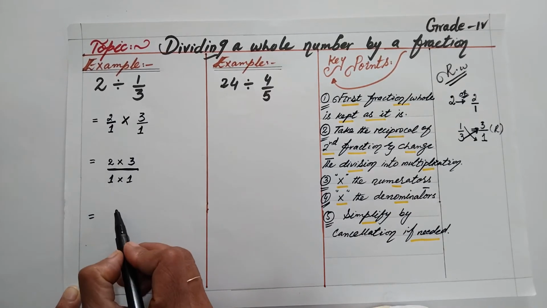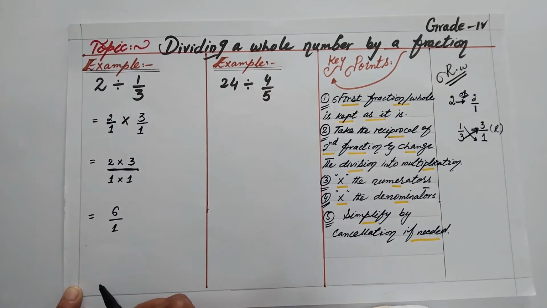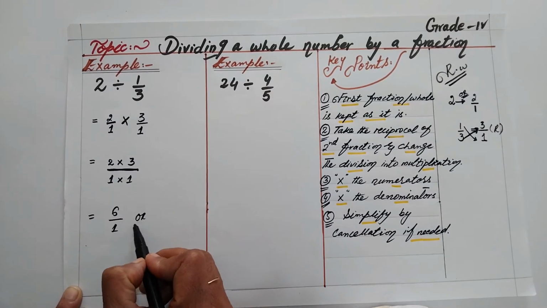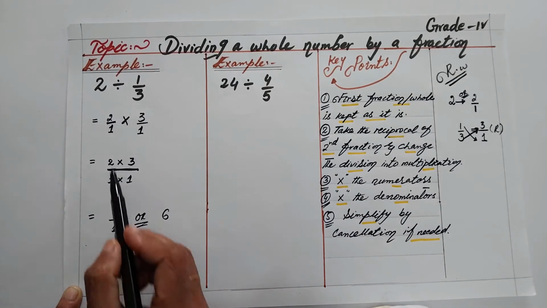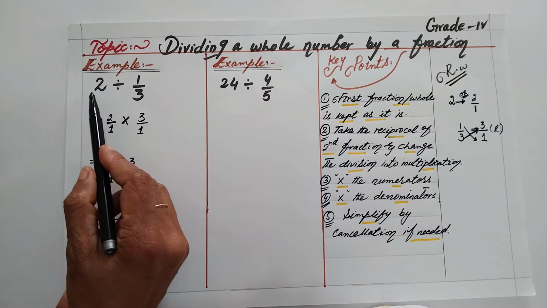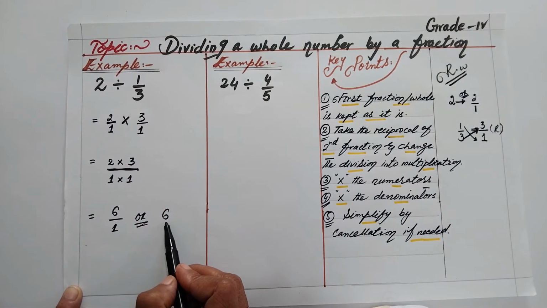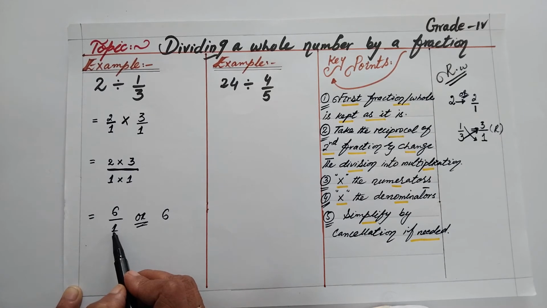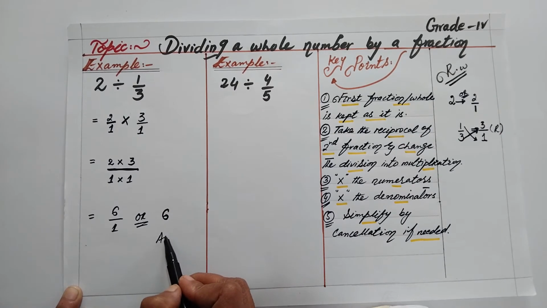Now multiply: 2 3s are 6, 1 1s are 1, so 6 over 1, or you can also write it like 6. As we can write the 2 as 2 over 1, here we can also write 6 over 1 as 6, because 1 will not affect the value of 6 as a whole number. So that is our required answer.